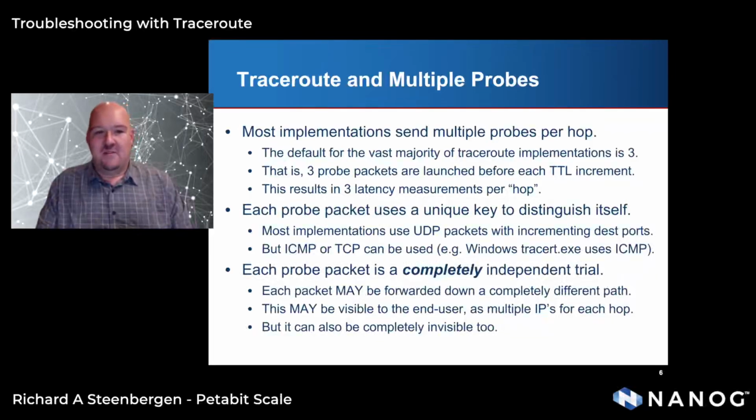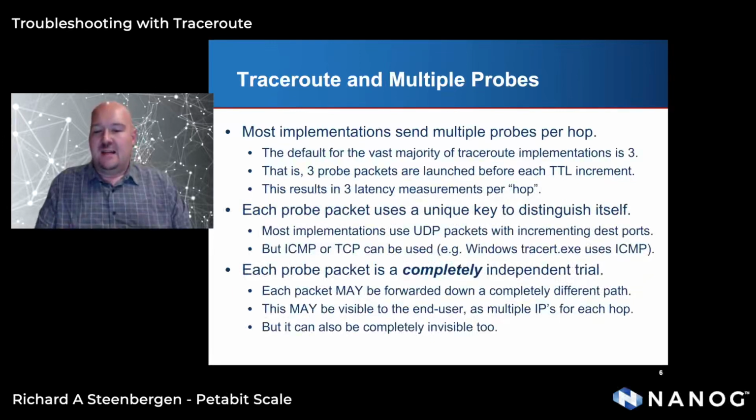So for example, the vast majority of tools that are out there send 3 separate probes. So for every hop, for every TTL increment, you're looking at 3 totally separate measurements. And every probe packet is completely unique. So it's its own independent trial. So each probe packet uses some kind of a unique key to identify itself.